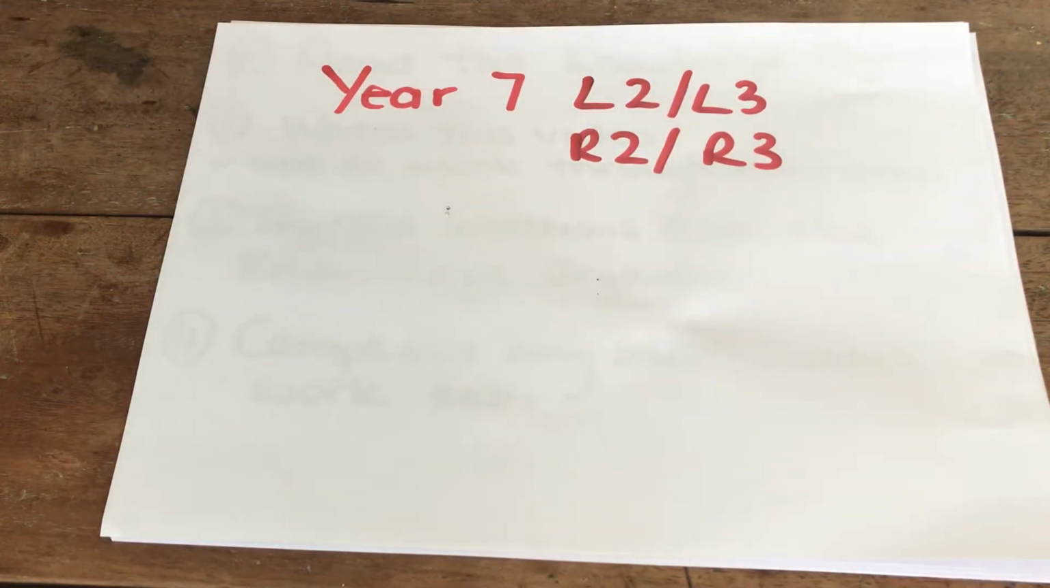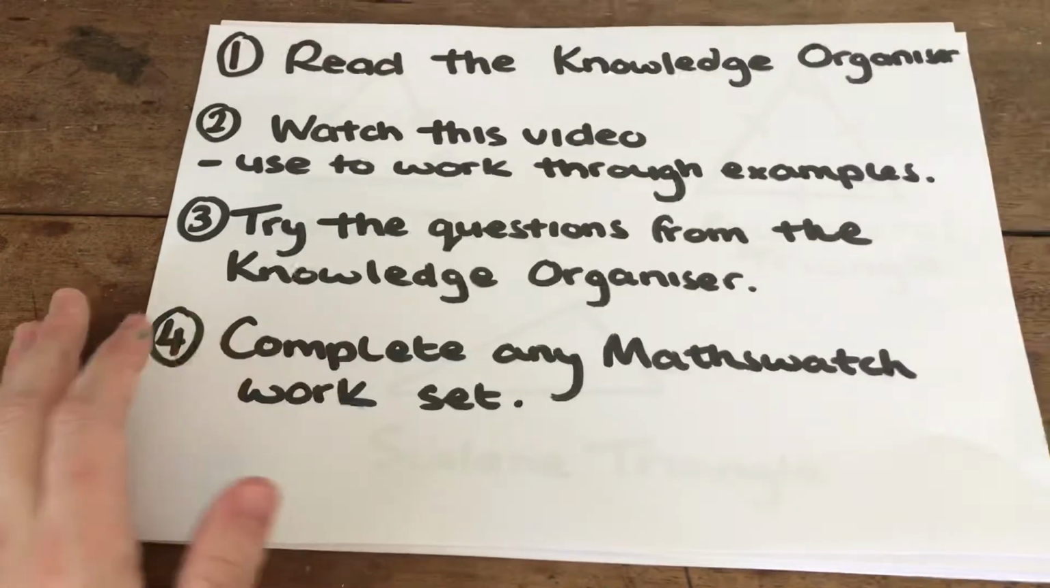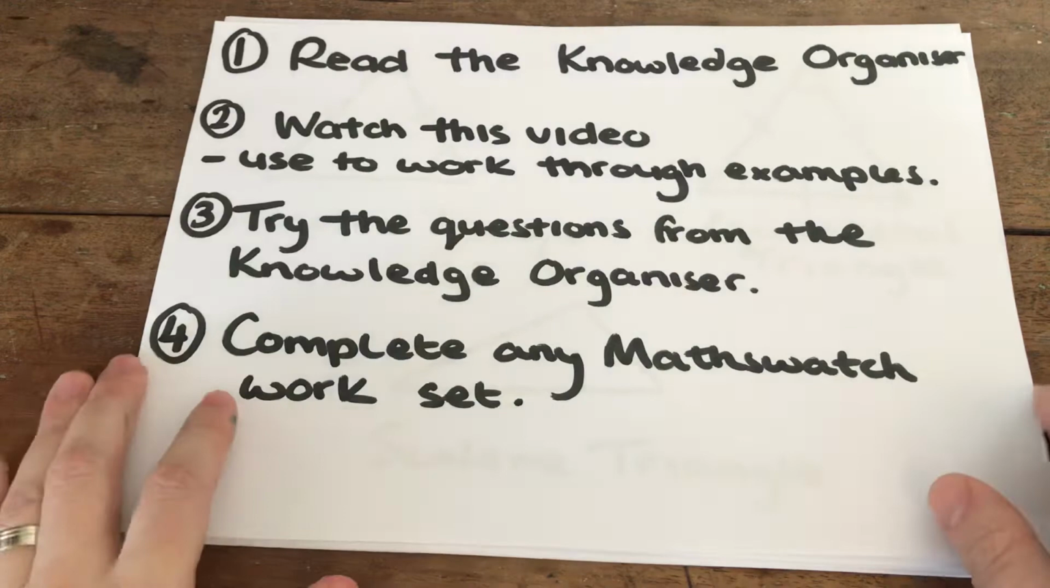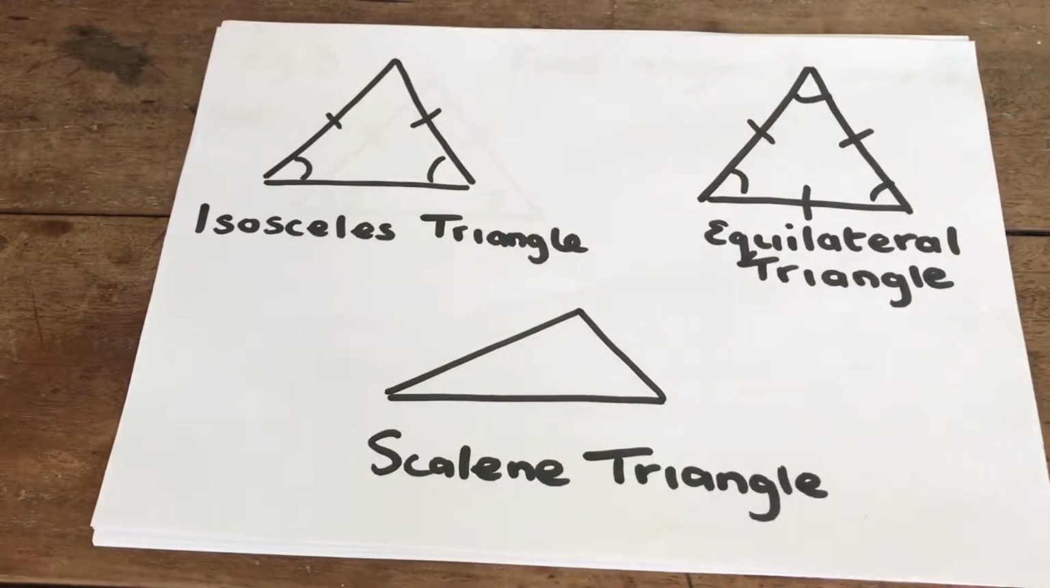This video is for Knowledge Organiser 5 for Year 7 Theta classes. What I would like you to do is read the Knowledge Organiser, watch through this video with me and use it to work through the examples, try the questions from the Knowledge Organiser and then complete any Maths Watch work set. We're going to be building on yesterday's knowledge in terms of triangles.